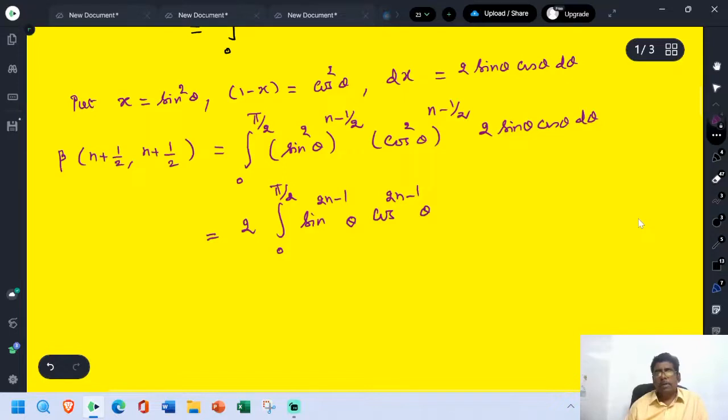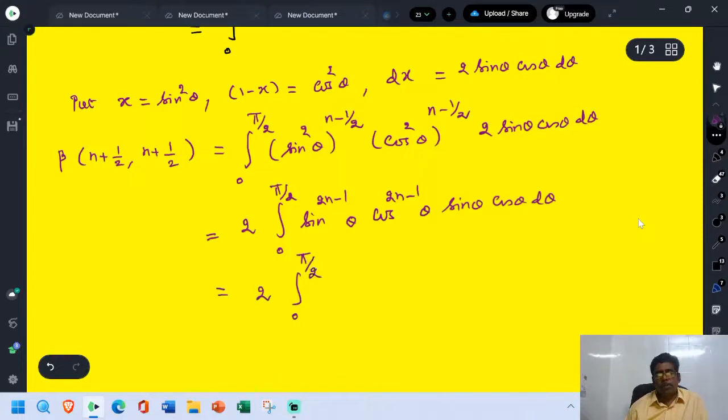Into sine theta, then cos theta d theta. This is further modified as 2 into the integral with limits varying from 0 to pi by 2 of sine power 2n theta cos power 2n theta d theta, because sine power 2n minus 1 theta into sine theta equals sine power 2n theta, and cos power 2n minus 1 theta into cos theta equals cos power 2n theta.